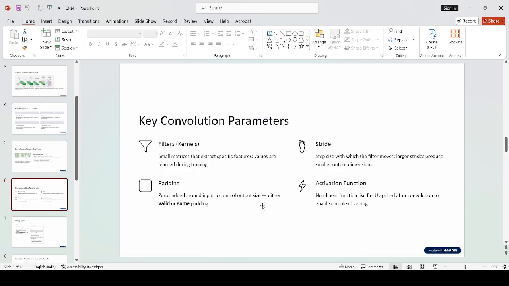The third parameter is padding. Padding means adding zeros around the border of the input image. There are two commonly discussed types: valid padding, where no padding is added, and same padding, where padding is used to maintain the spatial dimensions under the usual stride 1 setting. Finally, an activation function, commonly ReLU, is applied after convolution to introduce non-linearity. These parameters determine how the convolution operation transforms the input image.